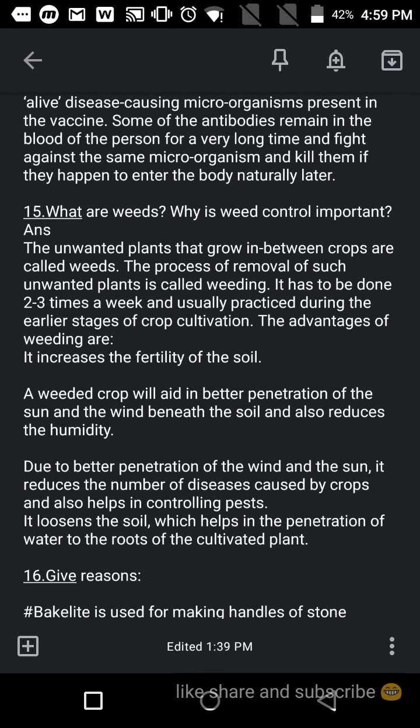Question 15. What are weeds? Why is weed control important? The unwanted plants that grow in between crops are called weeds. The process of removal of such unwanted plants is called weeding. It has to be done 2 to 3 times a week and usually practiced during the earlier stages of crop cultivation. The advantages of weeding are: firstly, it increases the fertility of the soil.